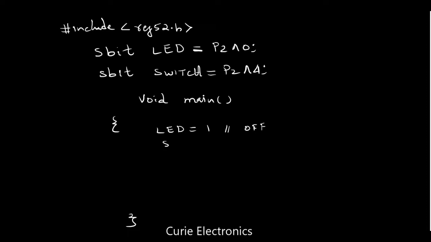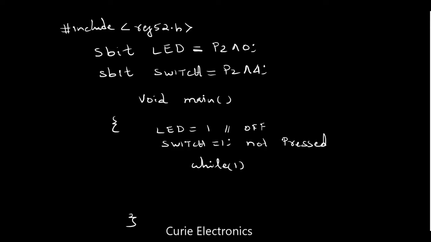Also, switch equals to 1. If we don't write this switch equal to 1, it is going to be 1 only, because we have a pull-up resistor there. So the switch is also off, not pressed. I'll write not pressed, not activated, or in simple language, not pressed. Now we need an infinite loop, so I'll write while 1.